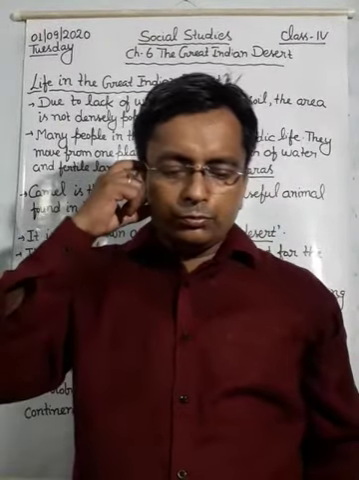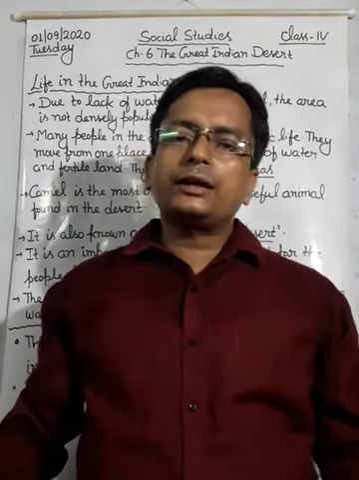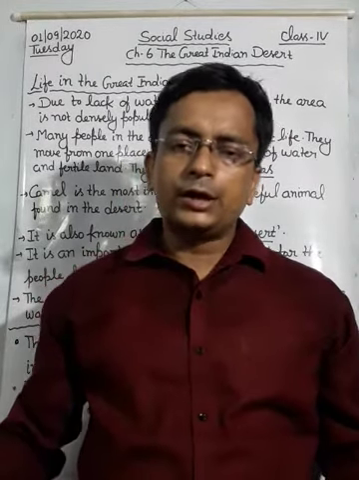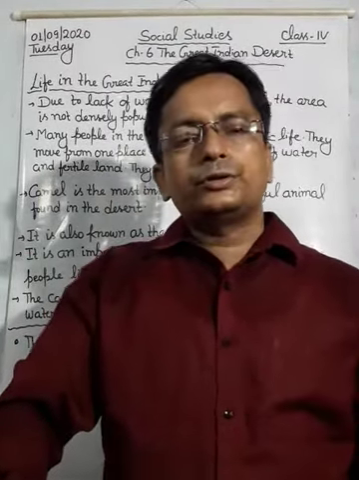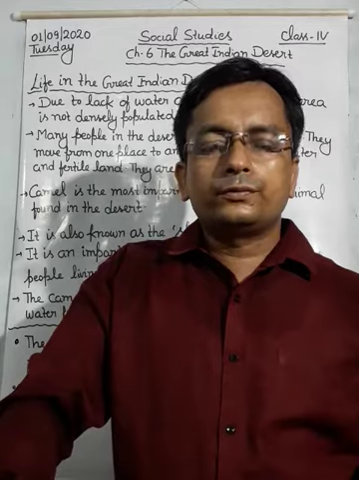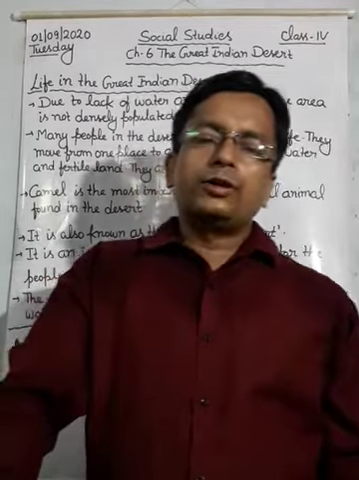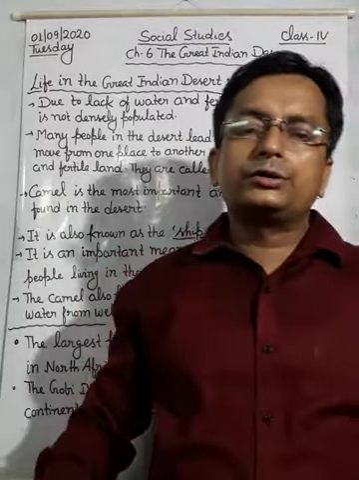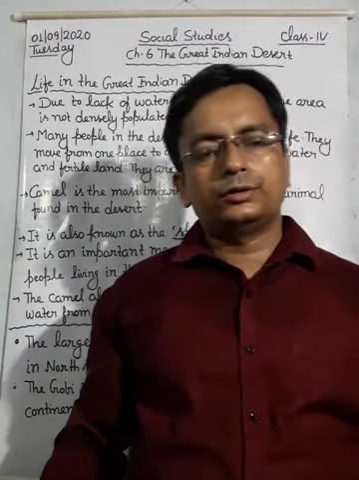Before this we have already discussed the location and extent of the Great Indian Desert, in other words the Thar Desert. After that we saw the different rivers in different parts of the Thar Desert, and then the landforms: what is a sand dune, what is an oasis. Keep that in mind, and today we are going to discuss life in the Great Indian Desert.